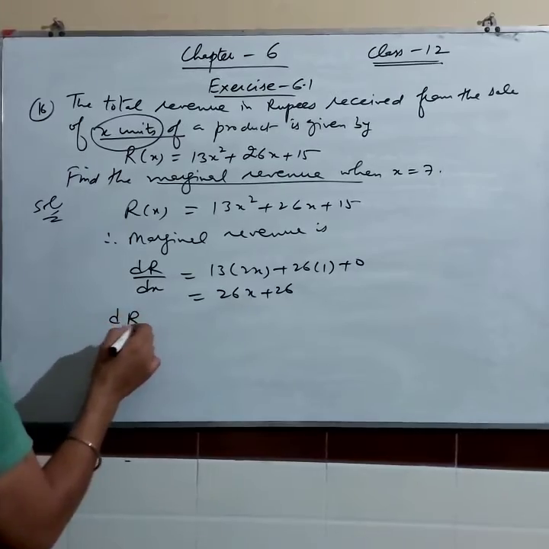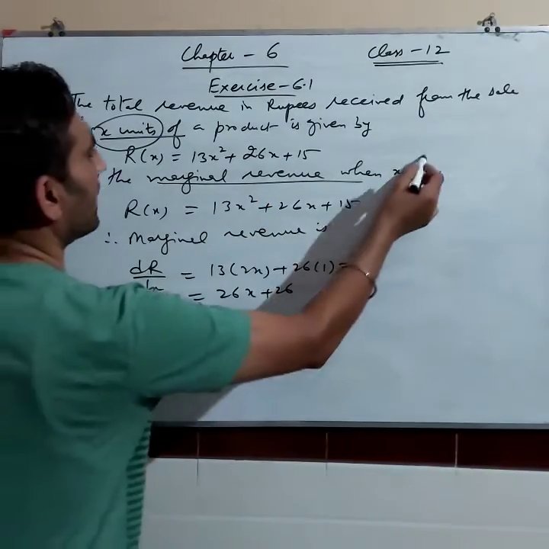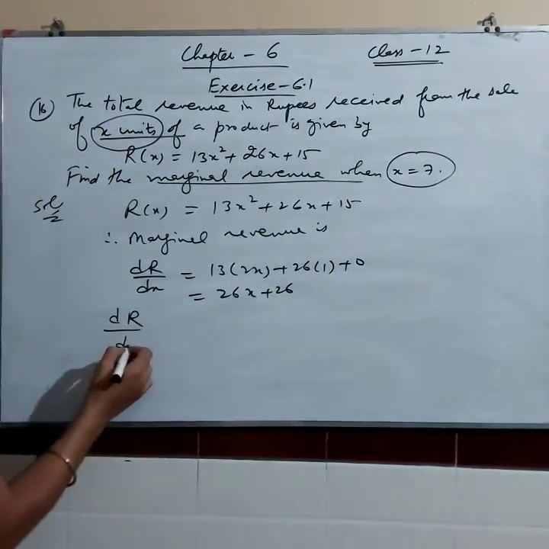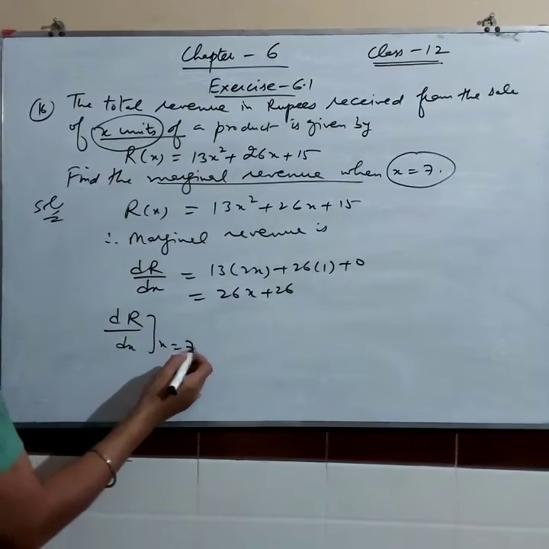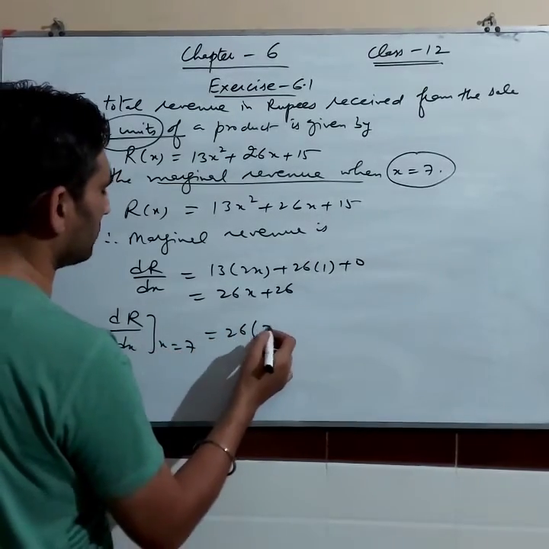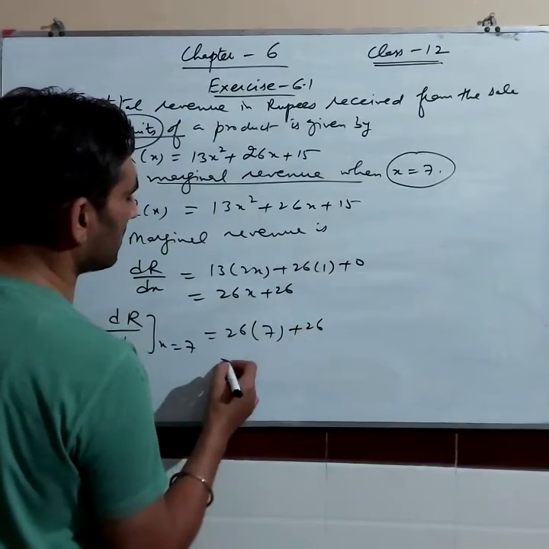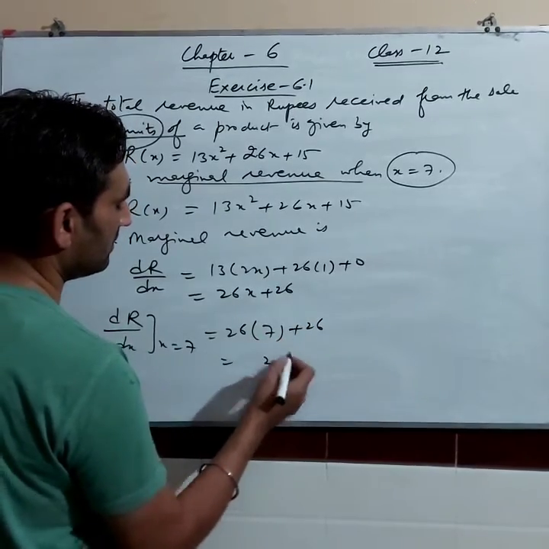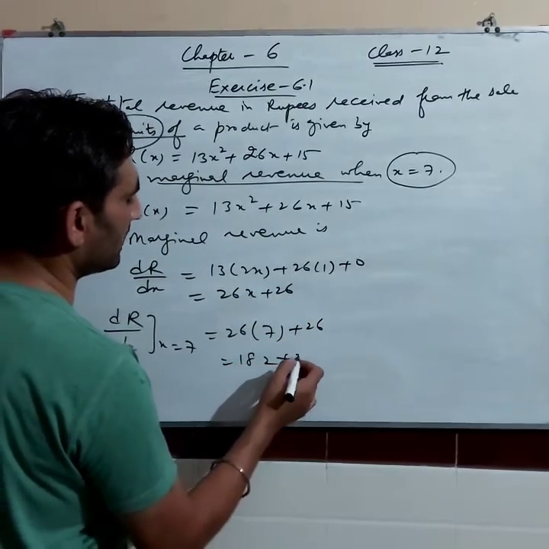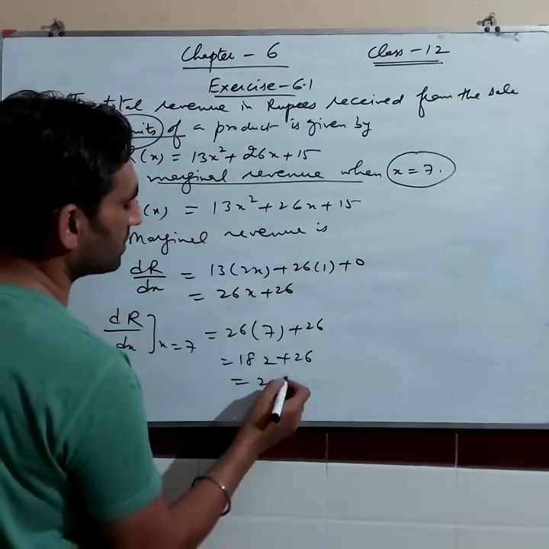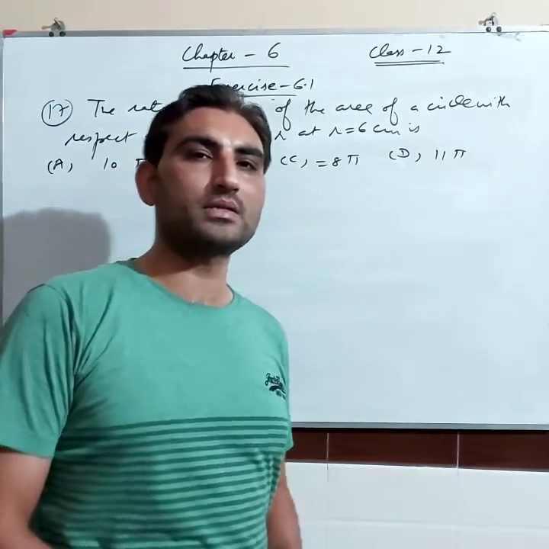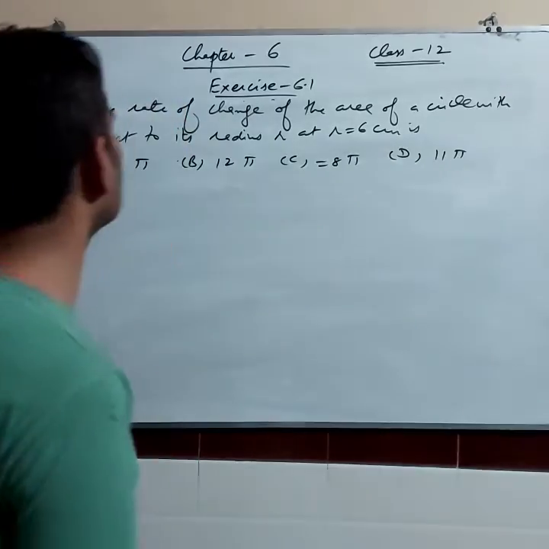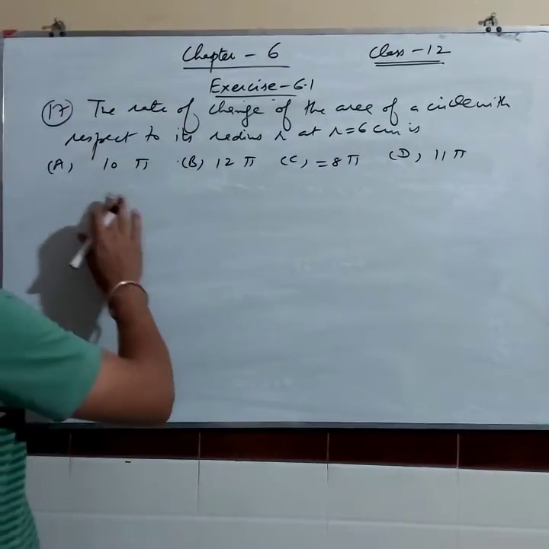Now you have the requirement for x equal to 7, so dr over dx at x equal to 7 will be 26 into 7 plus 26, or 182 plus 26, or 208. Students, in questions number 17 and 18 we have to choose our correct answers. They are MCQ type questions.